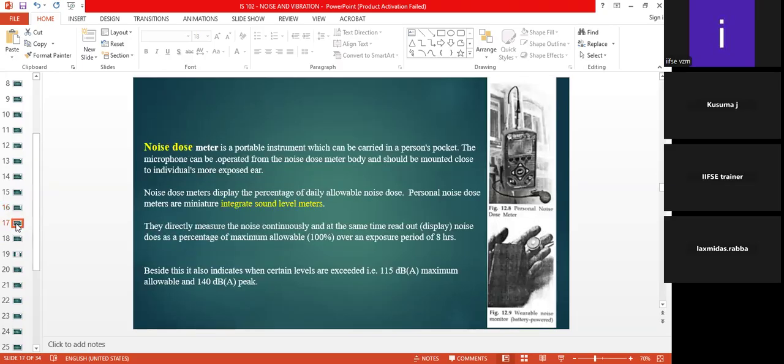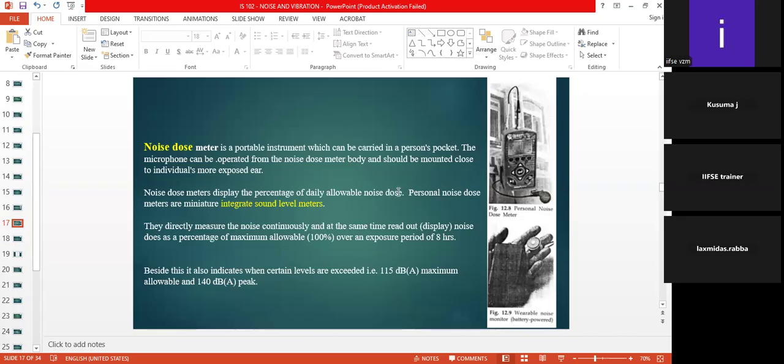These are the few things we'll be studying throughout this PPT. So if you see noise dose meters, these are personal dose meters, like where they use radioactive metals, they used to have dose meters where they can measure their exposure to the radioactive materials. The same way here we have noise dose meters, which are portable in size, where we can keep it in our pockets and use an earbud or earphone on the side where you are being exposed, so that we can measure the daily noise exposure levels.